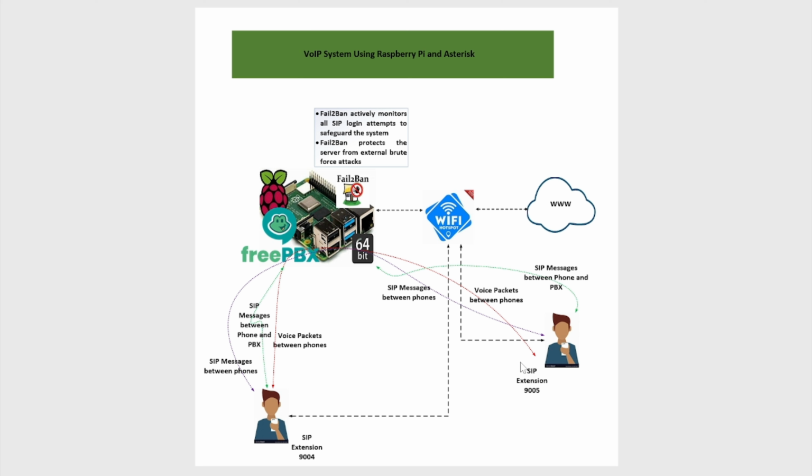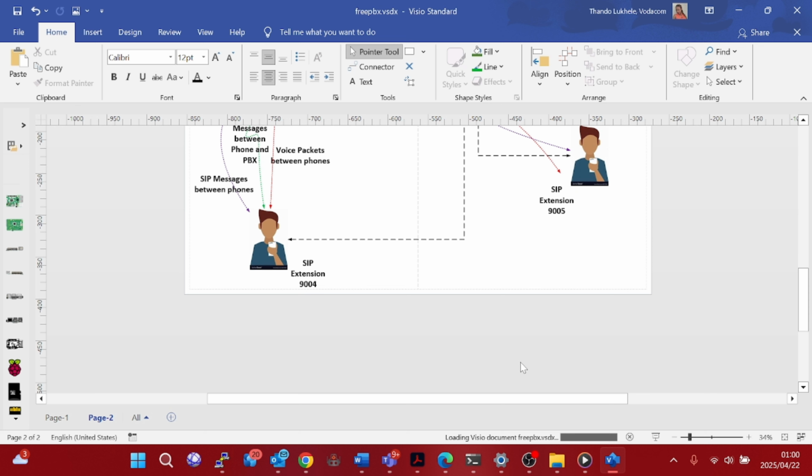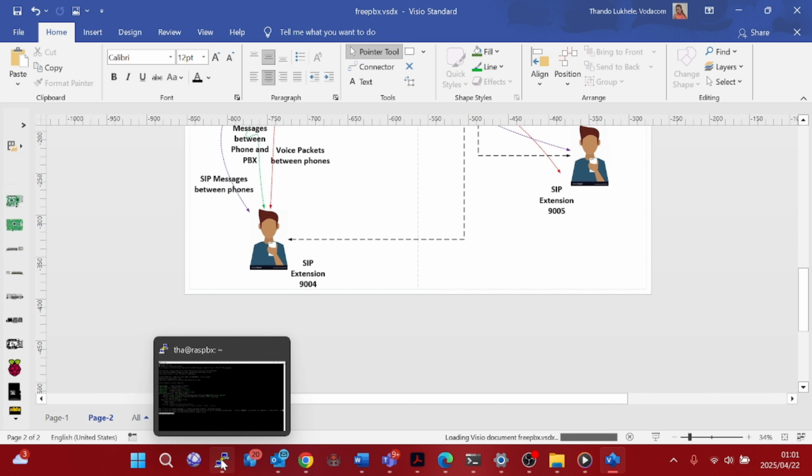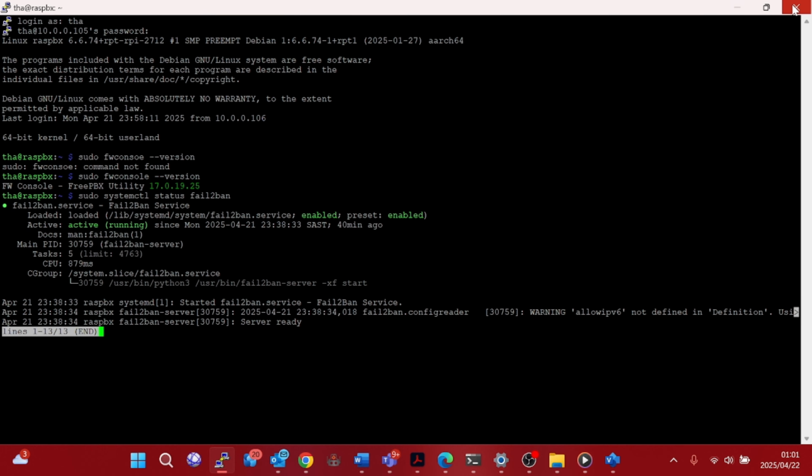So we will now head over to the command line to confirm and verify that we do have FreePBX installed, and also to verify Fail2Ban that has also been installed on the Raspberry Pi. Okay, let's quickly head over there, and then we will connect via SSH and run a few commands to confirm the installation.